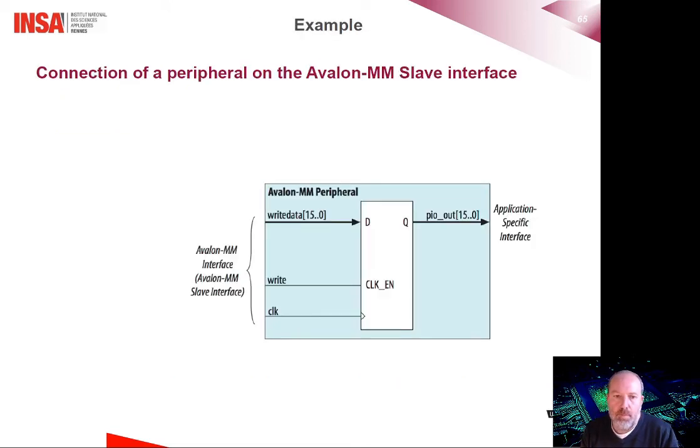The 16 general purpose I/O peripheral shown in the following figure only responds to write requests. This component includes only the slave signals required for write transfers. Each signal in an Avalon memory map slave corresponds to exactly one Avalon memory map signal role. An Avalon memory map interface can use only one instance of each signal role.